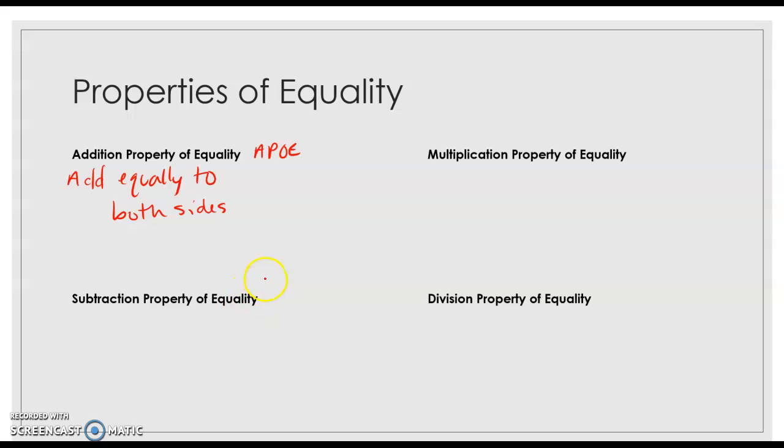And then we also have our subtraction property of equality. That's going to be SPOE. Subtraction property of equality, in case you didn't understand where I got the letters from. And that just means we subtract equally from both sides.